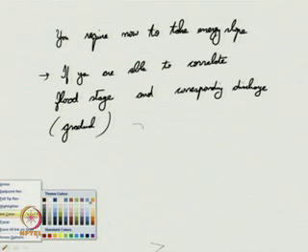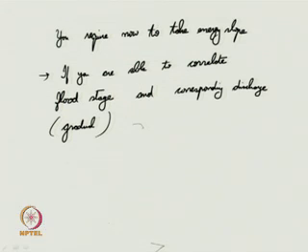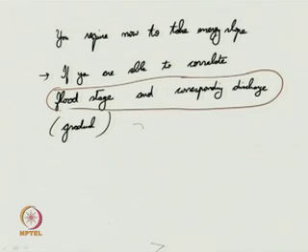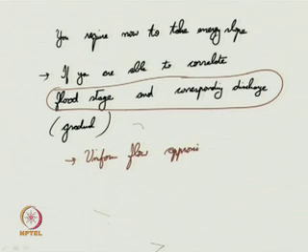There is this portion suggesting that you have to correlate flood stage and its corresponding discharge. If you are able to do that, then that is fine. Then uniform flow approximations hold good.